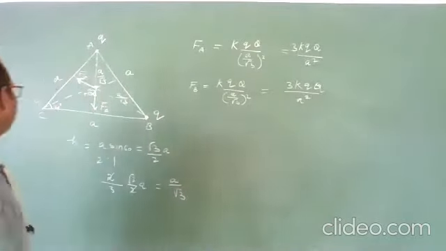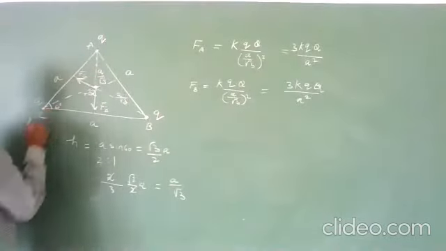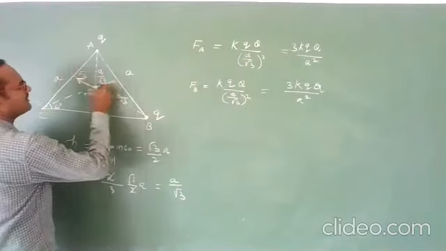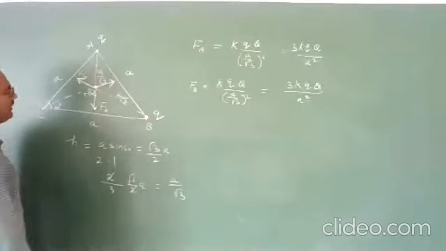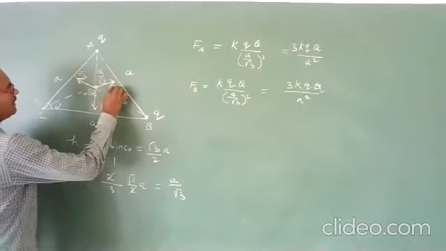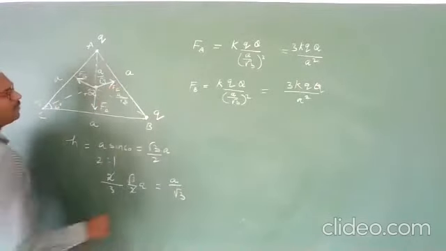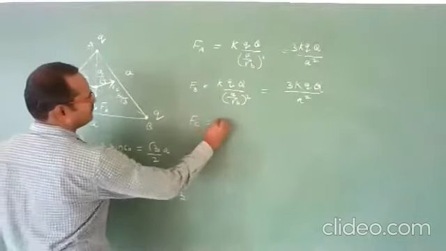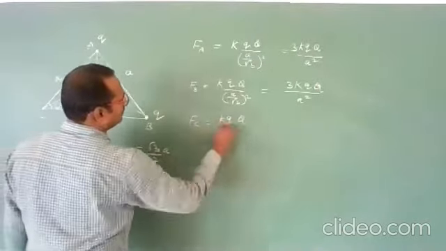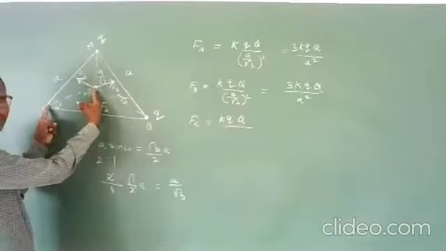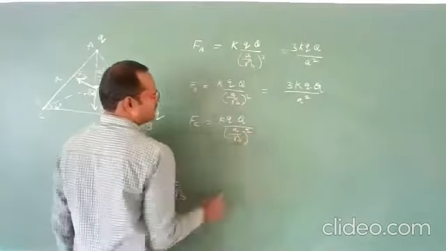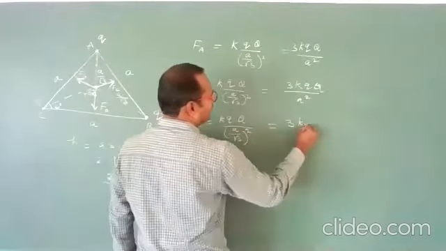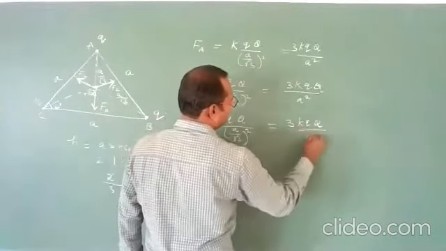Clear? Now, let us find the force due to charge at C on the charge capital Q. It is in this direction, in this direction. That is the force due to charge at C. What is the value? Fc is equal to kq divided by, again this distance is also the same, a by root 3 whole square. So it will again become 3kq by a square.